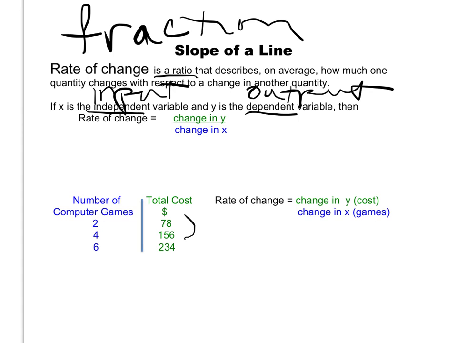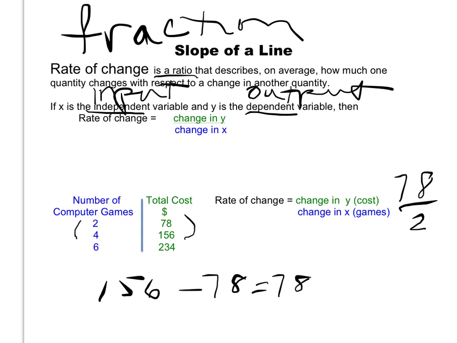y goes from 78 to 156. So the change in y is 78. 156 minus 78 is equal to 78. The change in x, 4 minus 2, is 2. This ratio, this fraction, if I reduce it and simplify it now, is equal to 39 to 1. So $39 for every one game. It's $39 per one game.